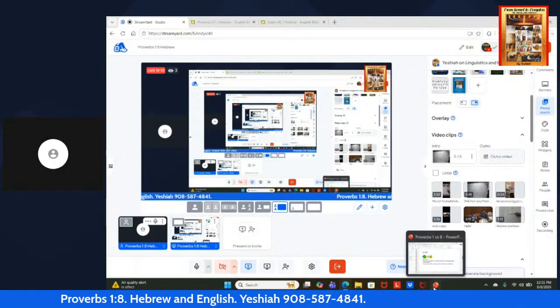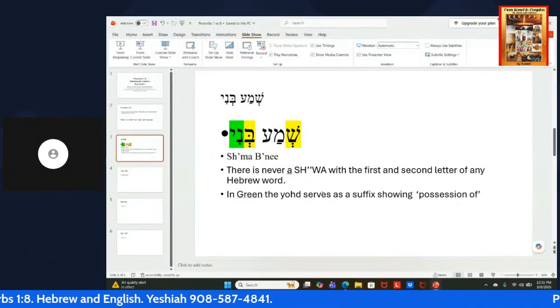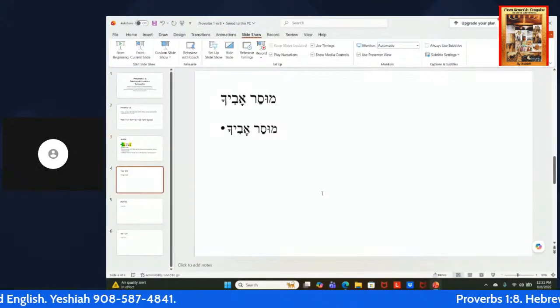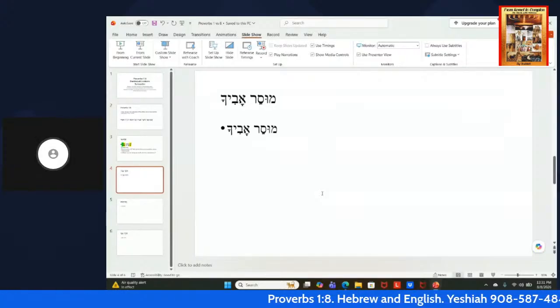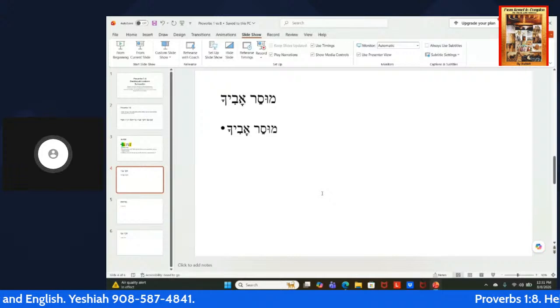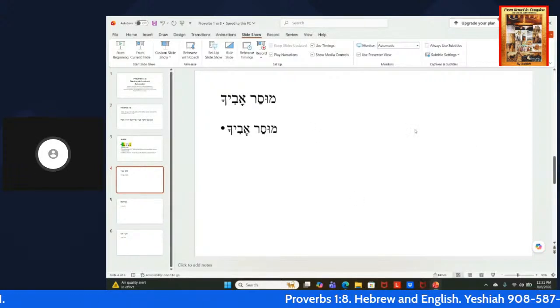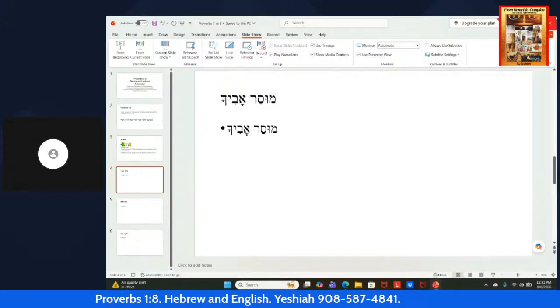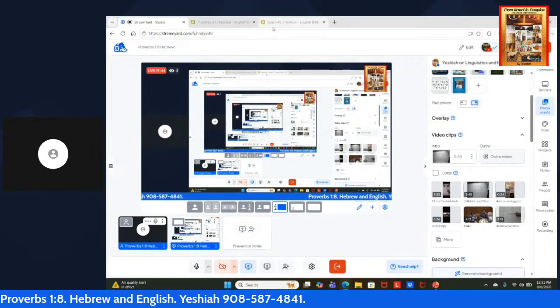So let us continue, brothers and sisters. We have here the word musar. The word musar means essentially reproof. So let's look. If we were to go in the scriptures, if we go to Isaiah chapter 8, let the book speak.